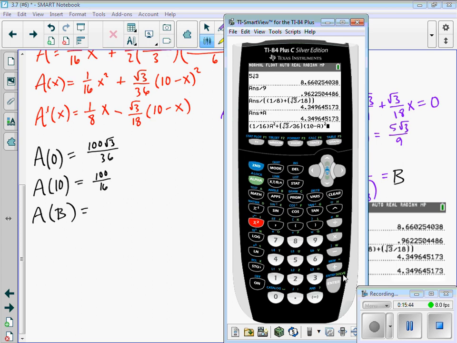Okay, so I think I typed that in right. So for that, I'm getting like 2.7185. Good.